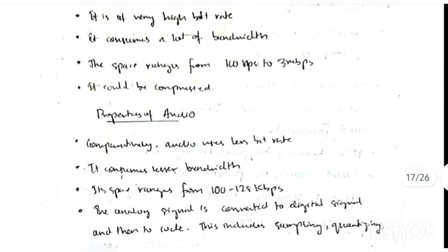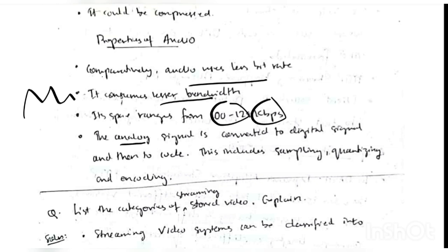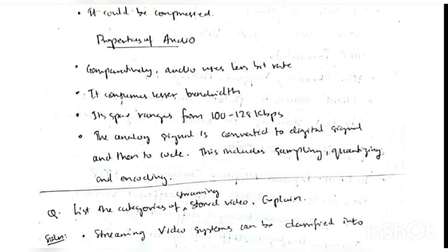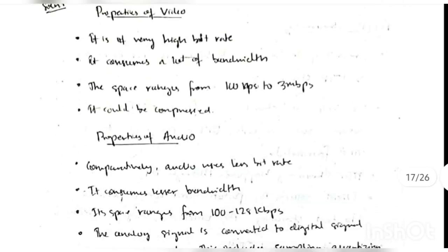Okay, and the properties of audio: it has a lower bit rate and lesser bandwidth, and the size varies from 100 to 128 kbps. It's an analog signal first, which is converted to a digital signal. Here the steps involved in the transformation are also discussed, which are quantization, encoding, decoding, and sampling. So basically you have to explain these things in your exam, and make sure you go through the notes to get more information regarding these. Okay, and that was the first point.